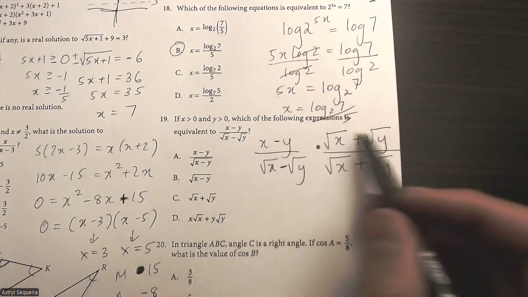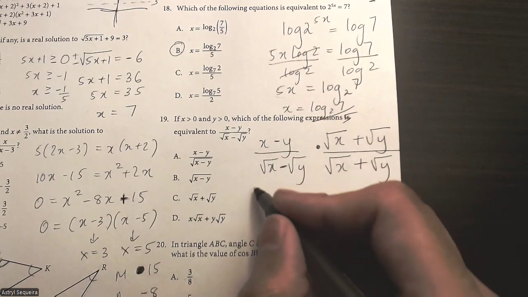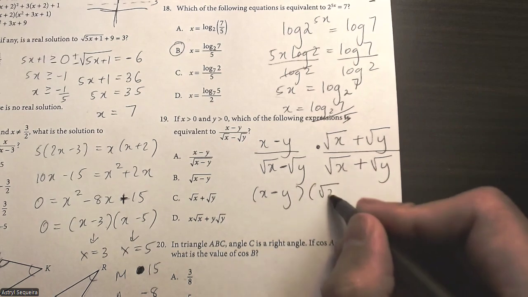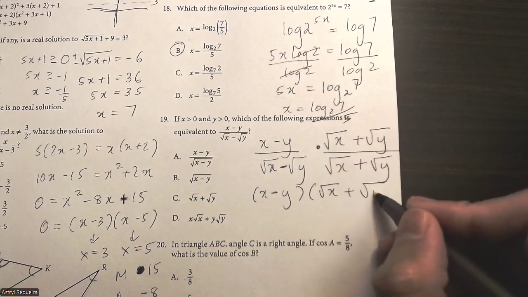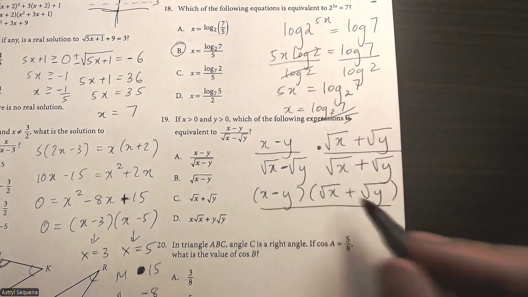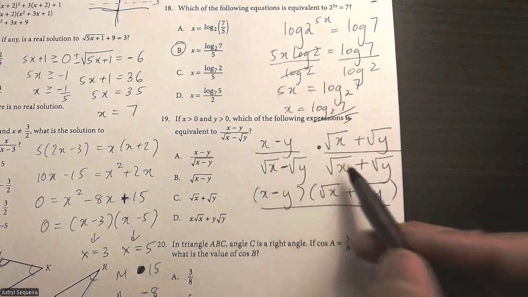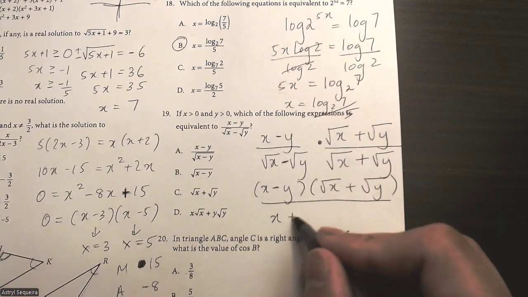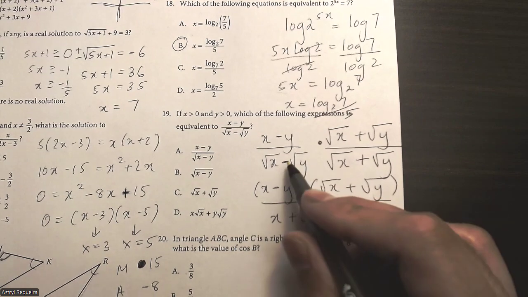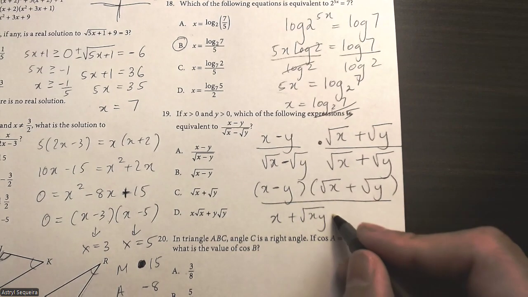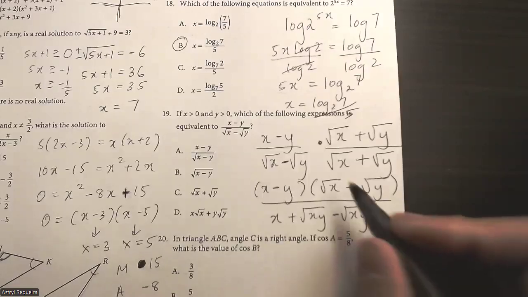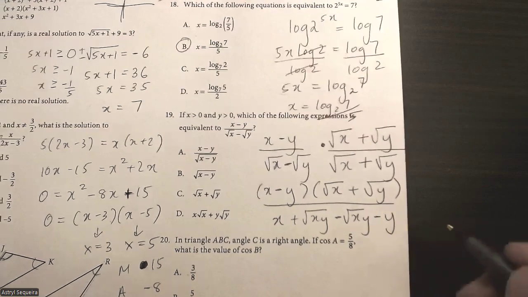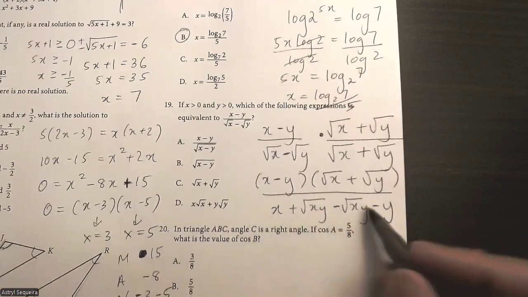When I'm rationalizing, I'll never expand that over there. I'll only expand everything that has the square roots. So I'm just going to write the top in factored form, and now I'm going to expand the bottom. Root x times root x is x. Root x times root y is root xy. Negative root y times root x is negative root xy. And negative root y times root y is negative y. Can combine like terms in the bottom.